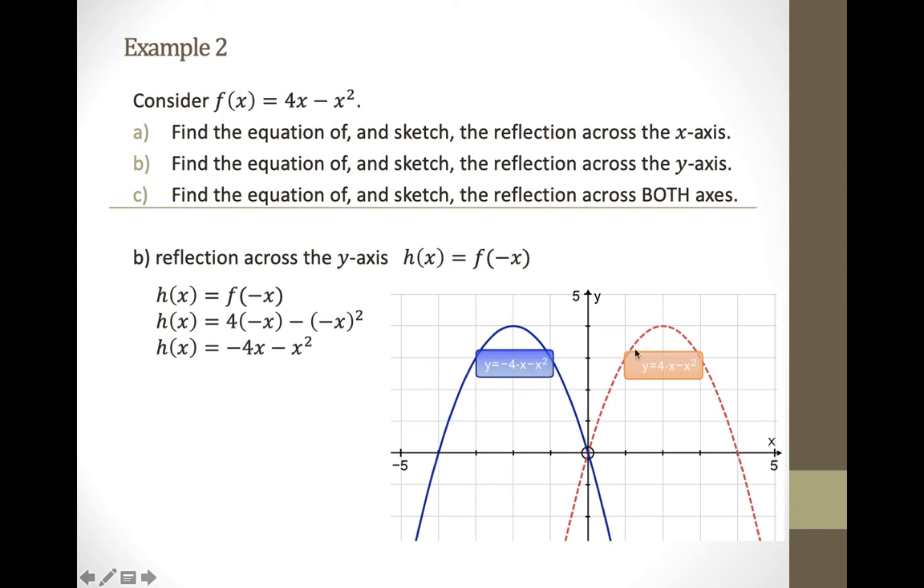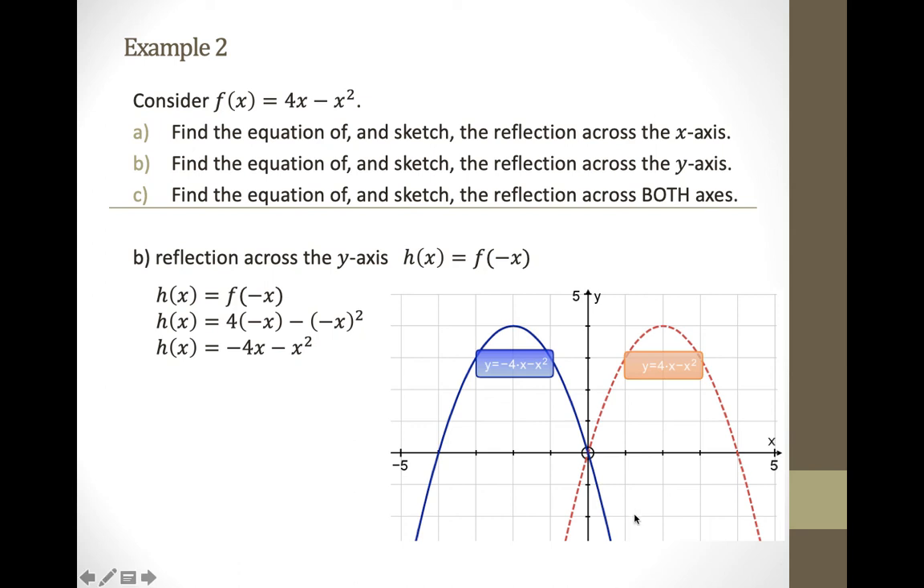There's your original function. Here's our reflected function. Still concave down, because it was just reflected through there. It's like someone's folded the piece of paper through the y-axis.